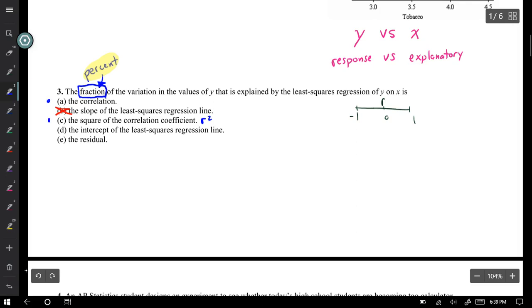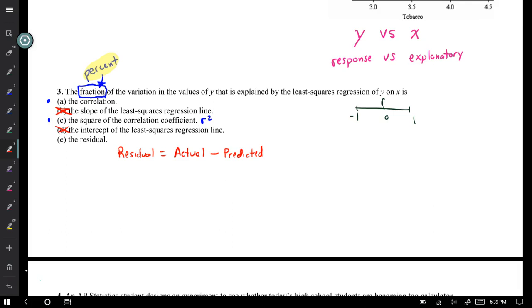The intercept of the least squares regression line. Well, that is when we have an x value of 0. So that interpretation was what happens when you have no values in the x unit. It doesn't look like it's the interpretation of the y-intercept. Residual. Well, a basic definition of residual is the actual, what you observed, minus what you predicted. It's that distance. So I don't think it's residual. So it's either A or C.